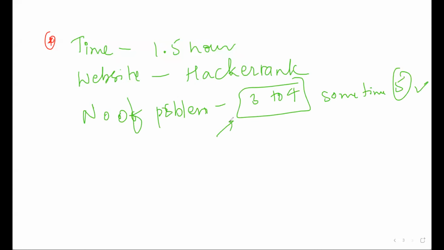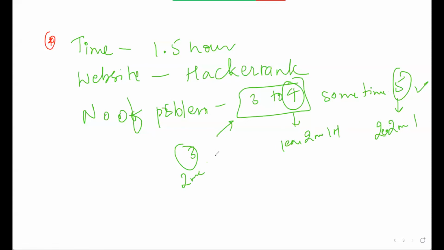When you get 4 problems, usually the distribution among difficulties is 2 easy, 2 medium. When you get 5, the distribution is 2 easy, 2 medium, 1 hard. Actually here it is 1 easy, not 2 easy, let me correct it. So 1 easy, 2 medium, 1 hard is the format. In this, we have 2 medium problems and 1 hard problem.